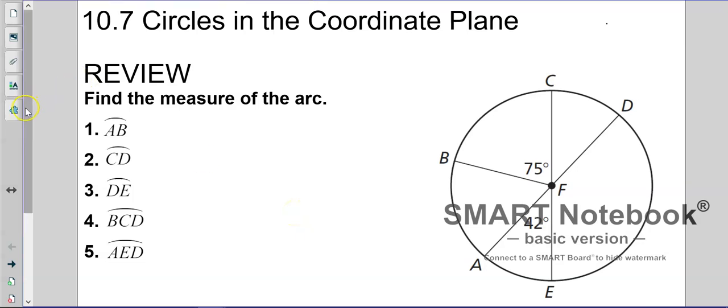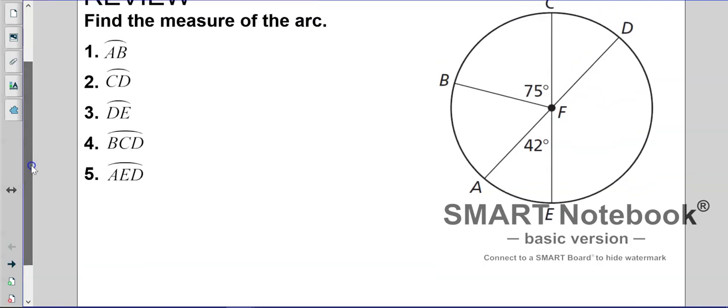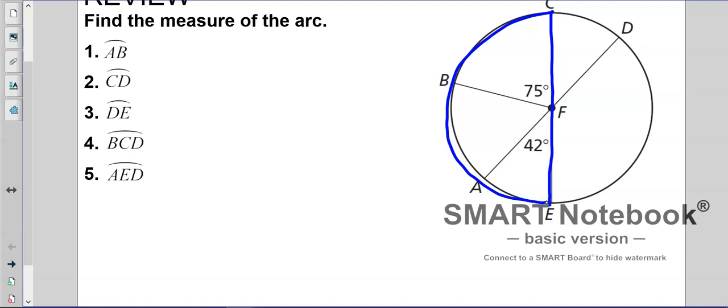All right, quick review on arcs. First off, we're just going to fill in everything we can. If you notice, sorry for the watermark, CE right here is a diameter, which means this is a semicircle equaling 180 degrees. Since we have 2 out of the 3 pie pieces, not evenly cut, or pizza slices, whatever, we can add those together and subtract from 180. So if we add 75 and 42, we get 117, and subtract, we get 63.